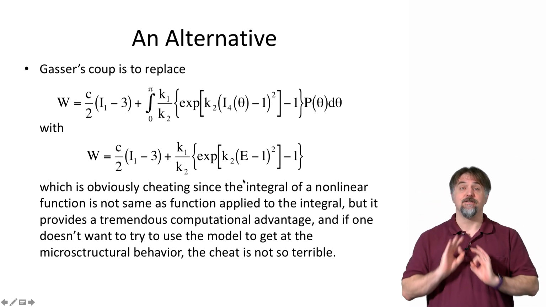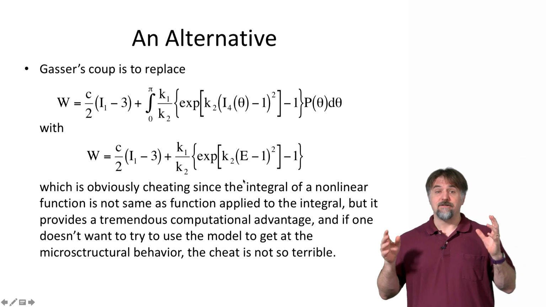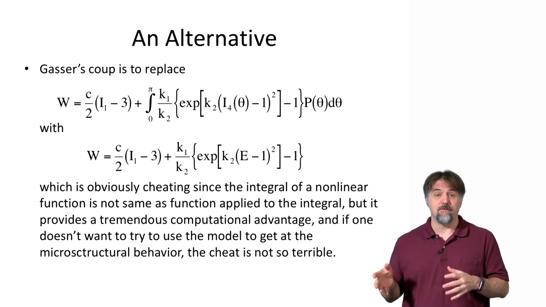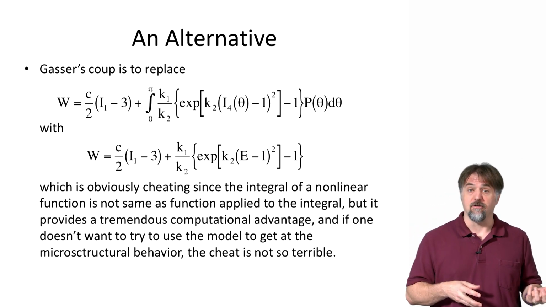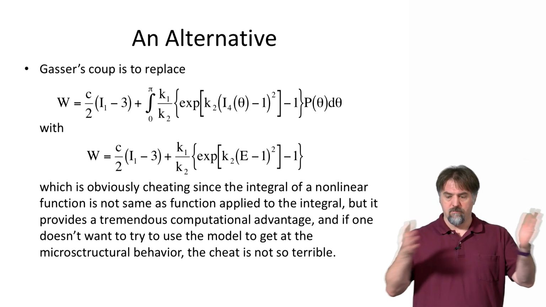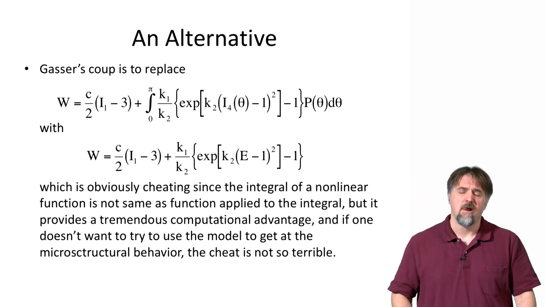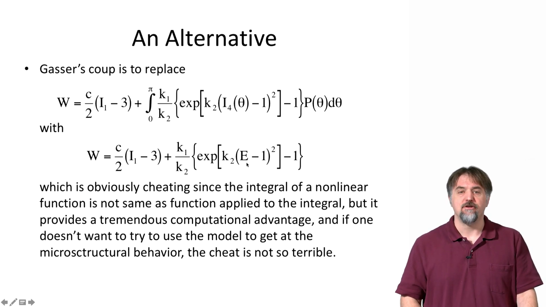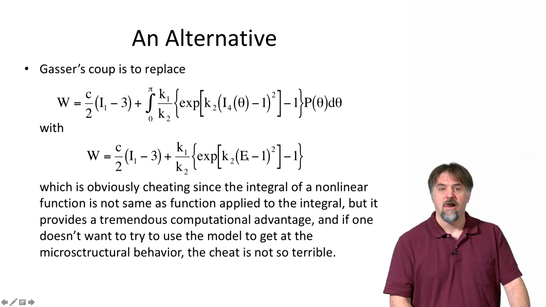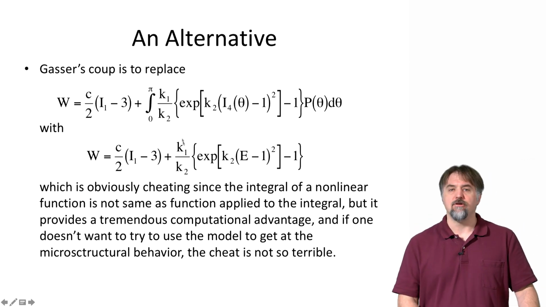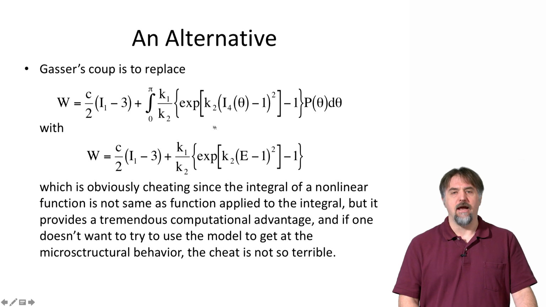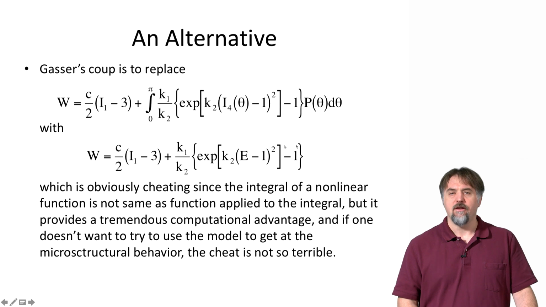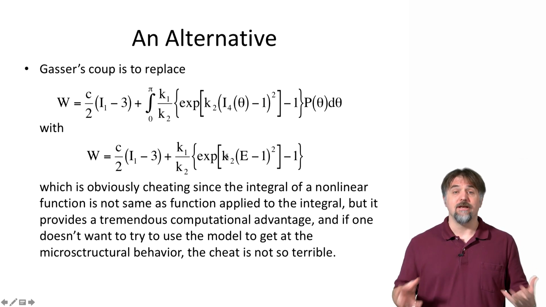Now, this is obviously cheating. Right? Because the integral of a nonlinear function is not the same thing as that function applied to an integral. Because the exponential does not distribute over sums. But it makes the math much, much faster. Because you can calculate E really fast, and then you don't have to redo all that integrating because you already calculated H, which is the thing with the integral in it. You just double contract it with C to get E, and then you have this nice formula. And so it's really easy to use.